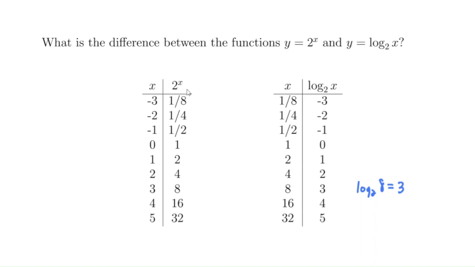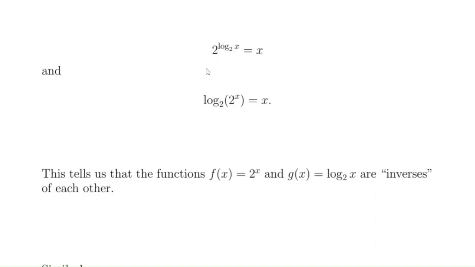In fact, the functions 2 to the x and log base 2 of x are inverses of each other. The x and y coordinates are flipped. What that means in a little more technical sense is that if you do 2 to the log base 2 of x, you get x, and if you do log base 2 of 2 to the x, you get x.